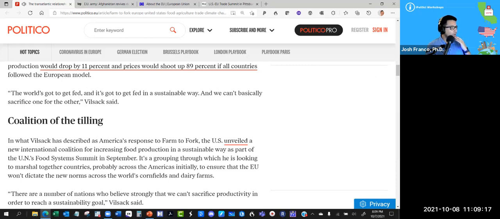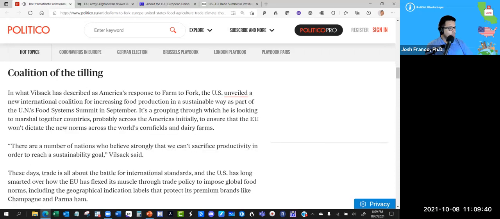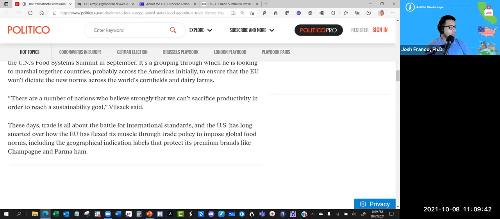Coalition of the Tilling. In what Vilsack has described as America's response to farm-to-fork, the U.S. unveiled a new international coalition for increasing food production in a sustainable way as part of the UN's Food Systems Summit in September. It's a grouping through which he is looking to marshal together countries, probably across the Americas initially, to ensure that the EU won't dictate the new norms across the world's cornfields and dairy farms.